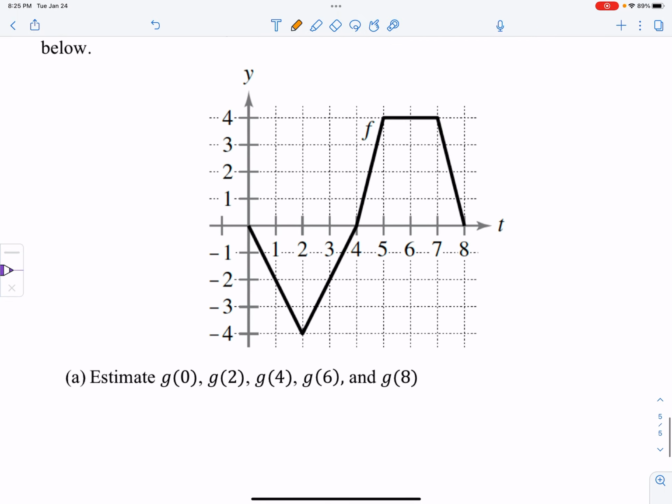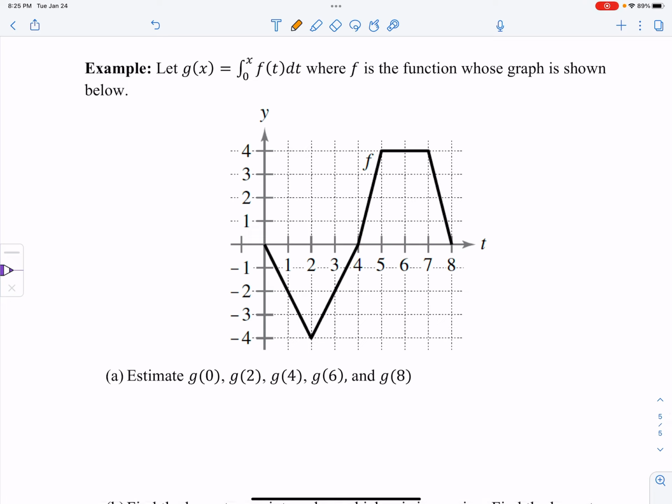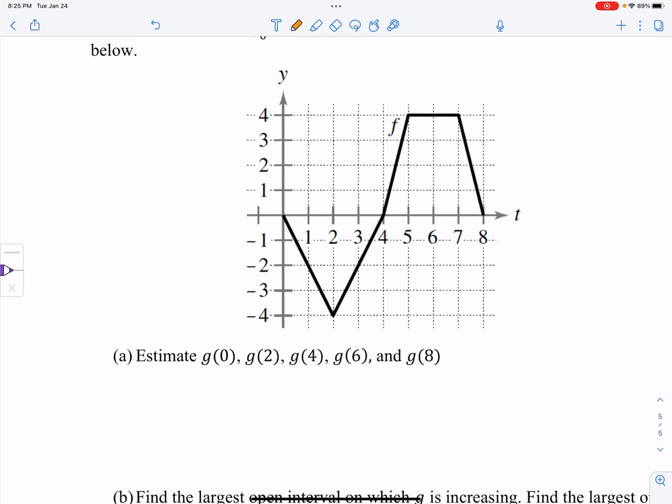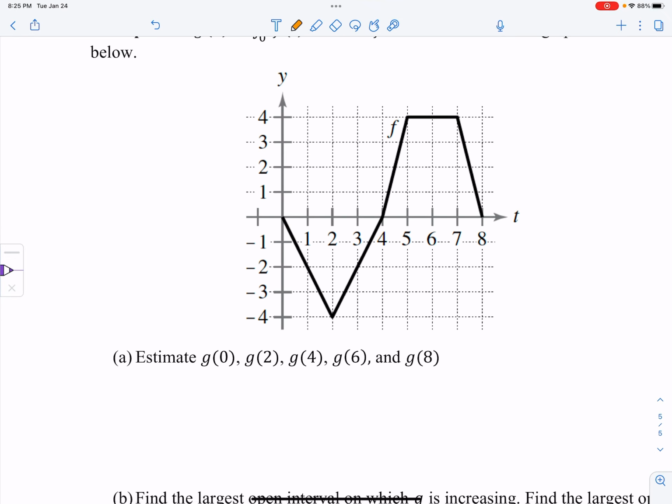Okay, this next problem is kind of similar to this first part. So let g of x be the integral from 0 to x of f of t, where f is the function whose graph is shown below. So this is the graph of f. Okay, so g of 0, g of 2, g of 4, g of 6, g of 8. So we're going to estimate those values geometrically.